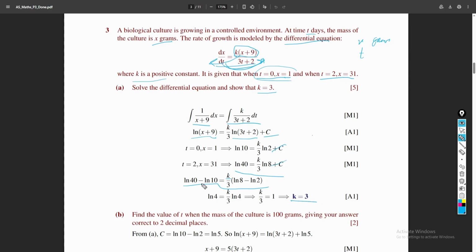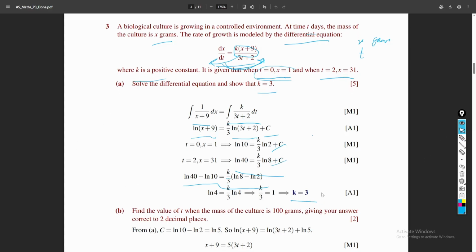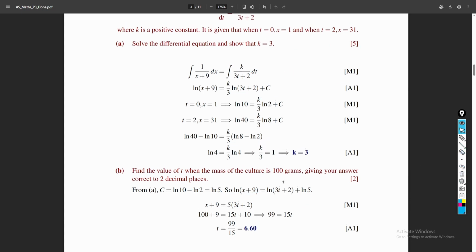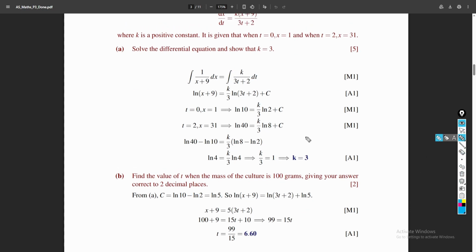So that's it. For the next sum, we need to find the value of t when the mass of the culture is 100 grams. So over this time, we know the value of x. We know that x is 100 grams, and we need to find the value of t. We already know the equation from here. This equation basically, so we can use any of them. Let's just say we use this one. Oh no, sorry, we have to use this one, because over here we applied the conditions already. We didn't apply them here, so we use this one.